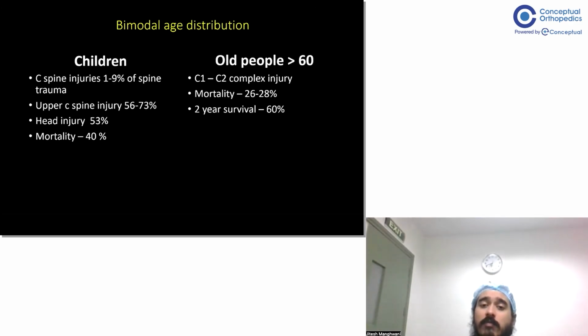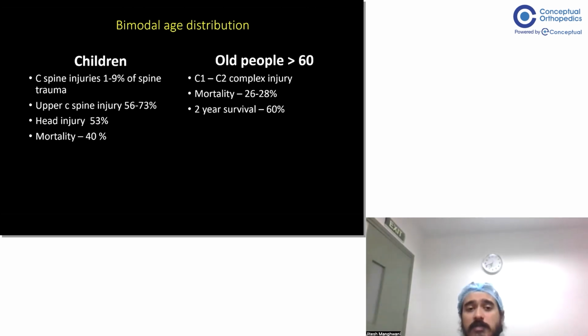So whenever we talk about upper cervical spine injuries, what we see is there is a bimodal age distribution. What is this bimodal age distribution? So most commonly when we see the injuries, they are seen either in children or most commonly in old people who are beyond 60 years of age.